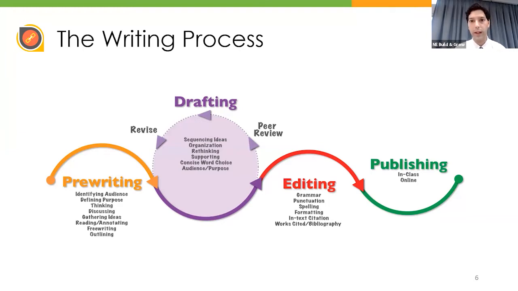So what better way of learning how to write than checking and reading and editing the writing of your peers, right? So that together in a classroom environment, you are developing your writing through the same kind of process. Now, from drafting, we go to editing, of course, grammar, punctuation, spelling, formatting, in-text citation and works cited. This is for a little bit higher level, so we're not gonna pay too much attention to that, but yeah, definitely grammar, punctuation, spelling, all of this stuff.